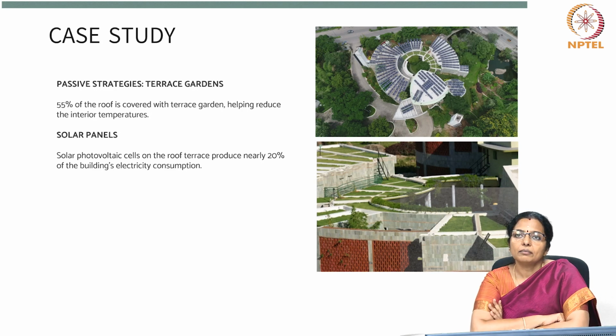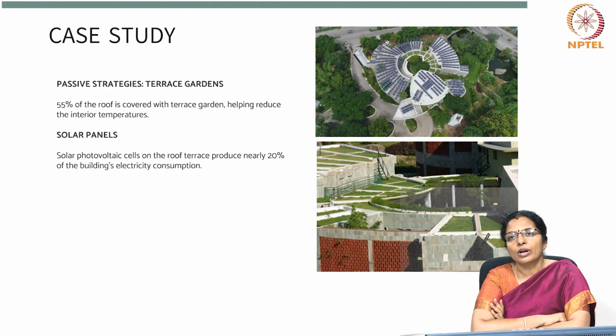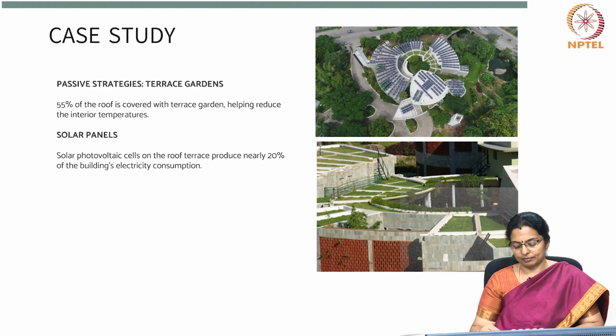Now, because of the use of some of the other advanced passive techniques such as terrace garden and solar panels, a lot of energy savings has happened. Nearly 55% of the roof is covered with a terrace garden. This helps in many ways. It reduces interior temperatures, it reduces UHI, the urban heat island effect, and the radiation back to the earth is also reduced. Solar photovoltaic cells on the roof terrace produce nearly 20% of the building's total electricity consumption.